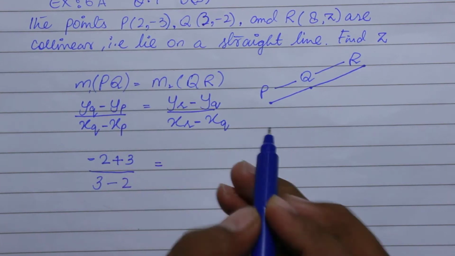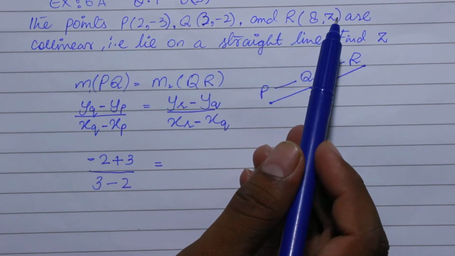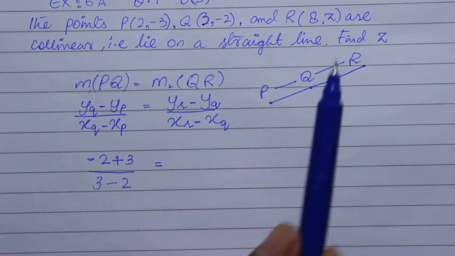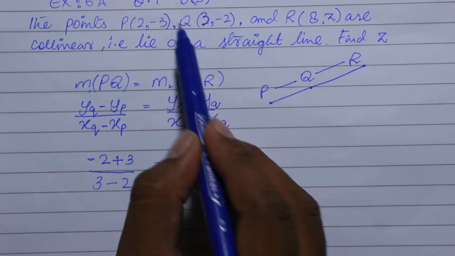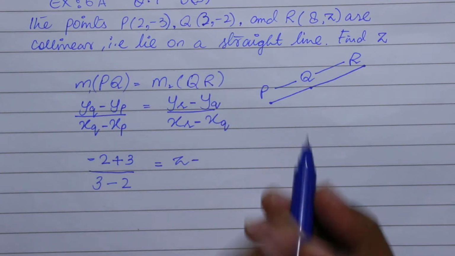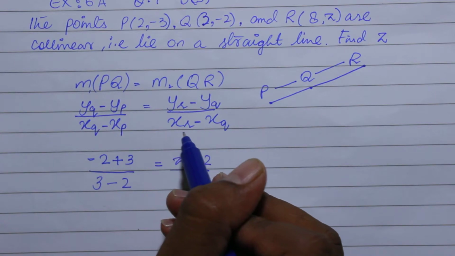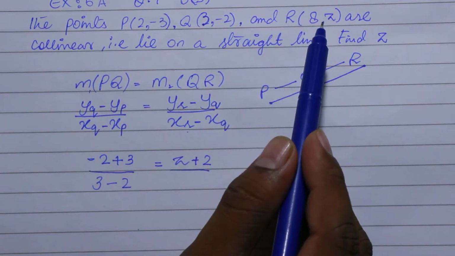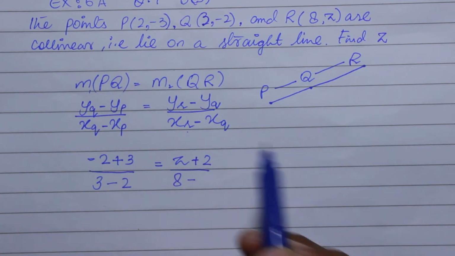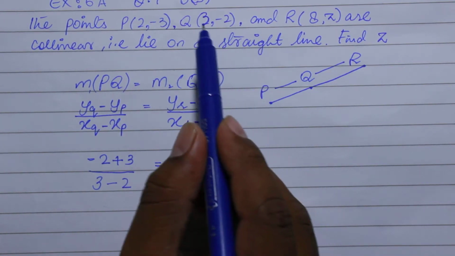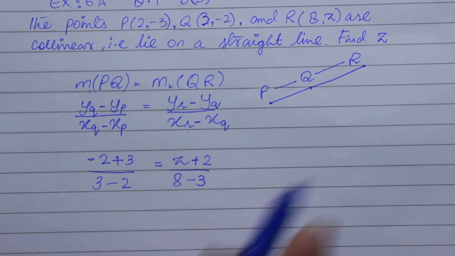Now I have to find the Y coordinate of R, this is the R bracket, and the Y coordinate of R is Z, so I write Z here, minus the Y coordinate of Q, which is -2, so minus minus will become positive. In the denominator, the X coordinate of R is 8, so I write 8 minus the X coordinate of Q, which is 3.